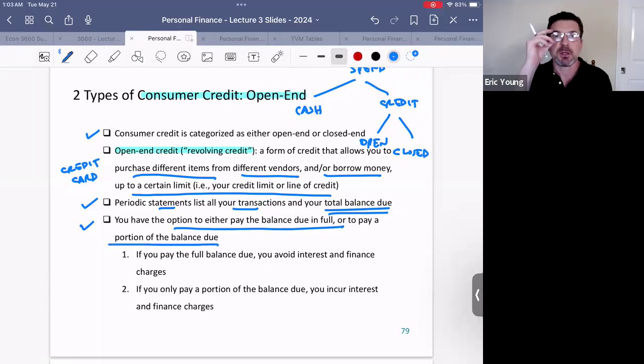You can either pay the balance due in full, or you can pay a portion of the balance due. If you have a credit card and you get your statement in, you know you don't have to pay the full balance off. You can make the minimum payment. So with open-ended credit, you can either pay it off in full or pay it off in part.